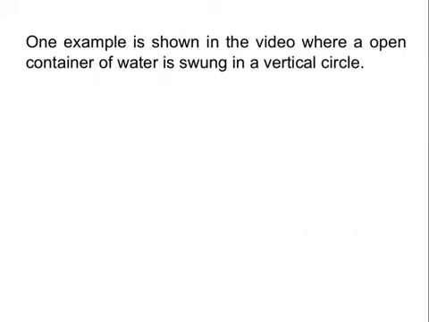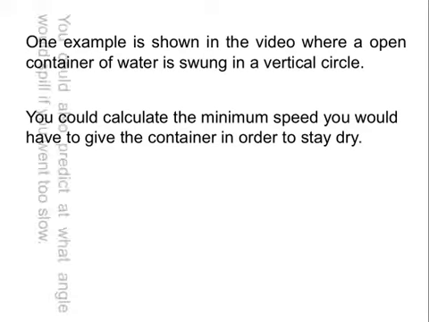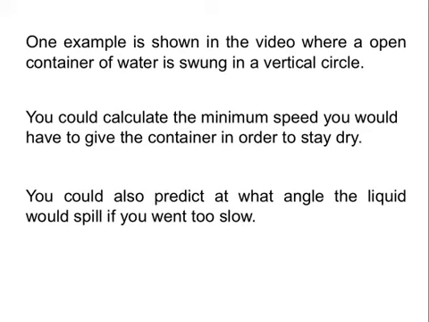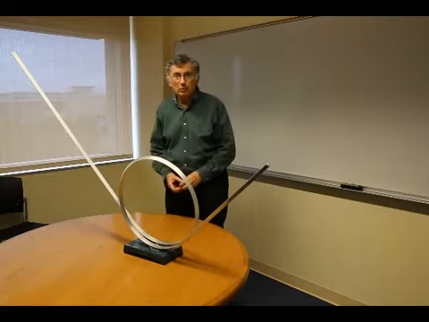One example is shown in the video, where an open container of water is swung in a vertical circle. You could calculate the minimum speed you would have to give the container in order to stay dry. You could also predict at what angle the liquid would spill if you went too slow. There are all kinds of problems we can solve now that we know polar coordinates.